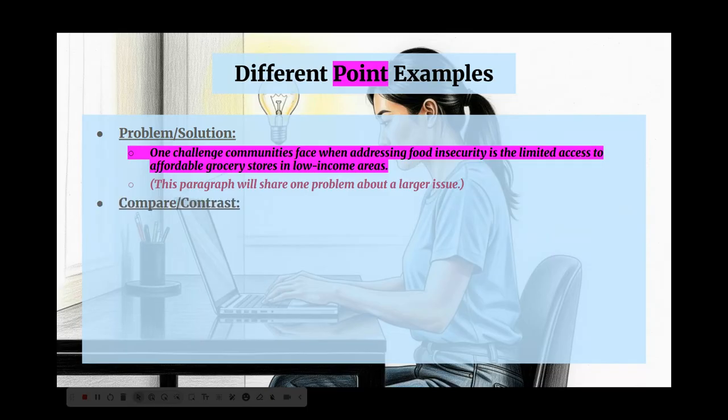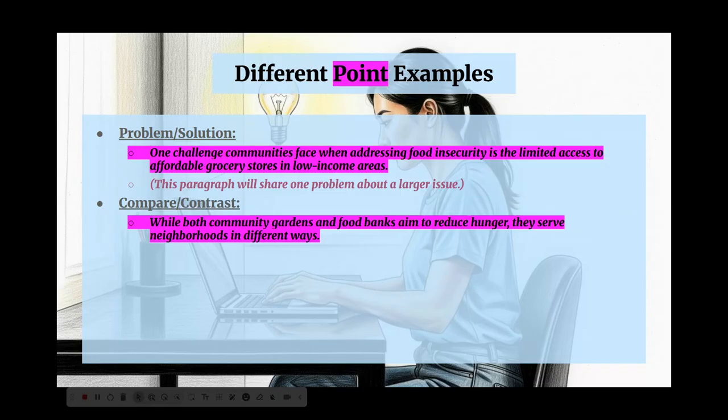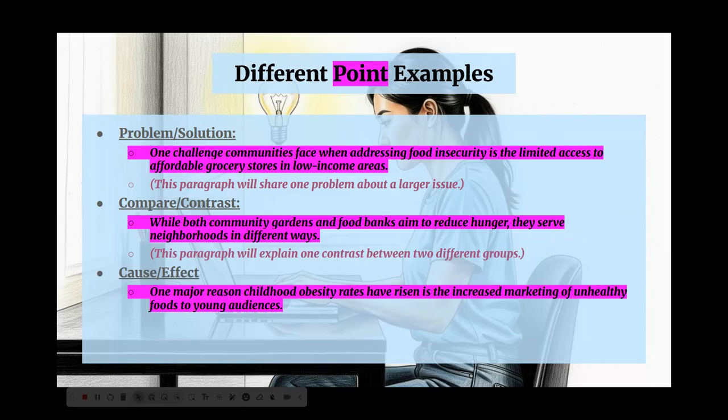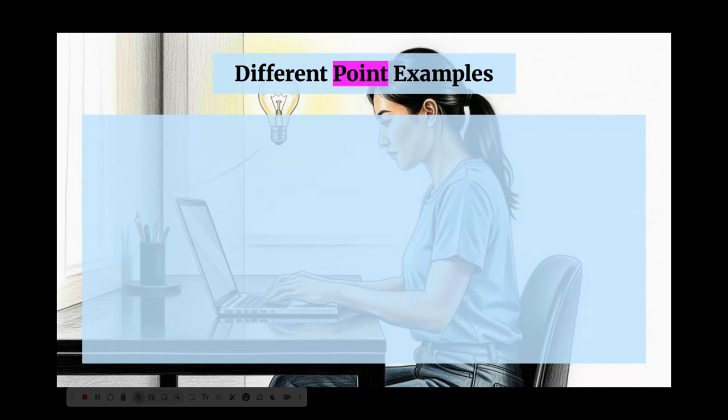If you're doing the compare-contrast writing for your PIECE paragraph, you might have in your point, while both community gardens and food banks aim to reduce hunger, they serve neighborhoods in different ways. So we are showing one contrast, just one of them, between 2 different groups. For cause and effect, your point sentence might look like, one major reason childhood obesity rates have risen is the increased marketing of unhealthy foods to young audiences. So this is exploring one of the causes of the topic, and we'll probably talk about the effects later.